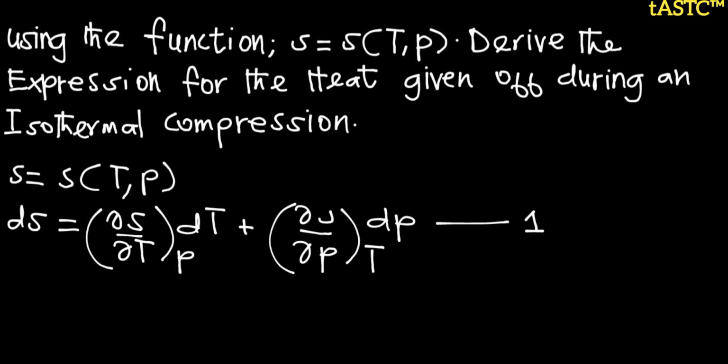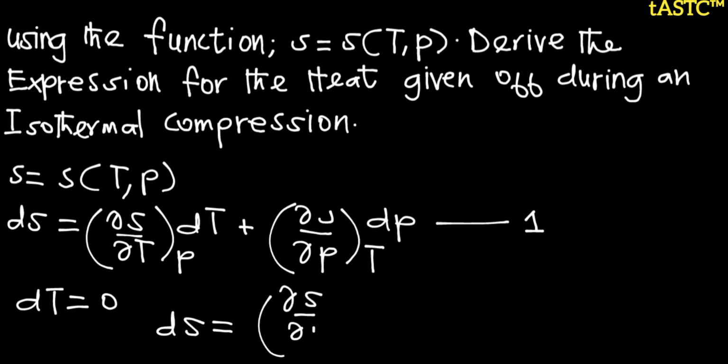Now we know that for an isothermal process, whether it be a compression or an expansion, you would always have dT equal to 0. So that is going to affect the first part of the right hand side of that equation. Now in that case, dS is going to be equal to partial S, partial P at constant T, and that will be multiplied by the natural derivative of the pressure. So let us call this equation 2.